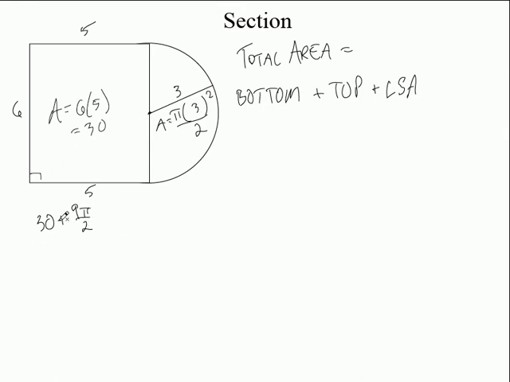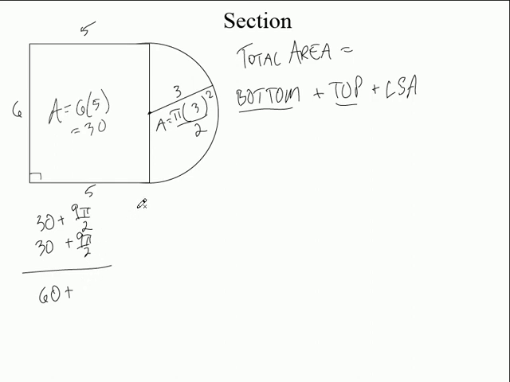All right. So if you add those up, that's the whole base. Well, that's just the bottom of it. What do you got to do to the top? Add it again, right? Or multiply it by 2. Or let's just add it. So it's another 30, and it's another 9 pi over 2. So what do you get? You get 60 plus, what is this? 18 pi over 2.